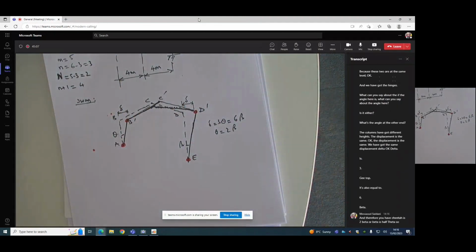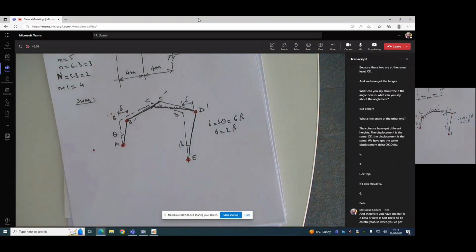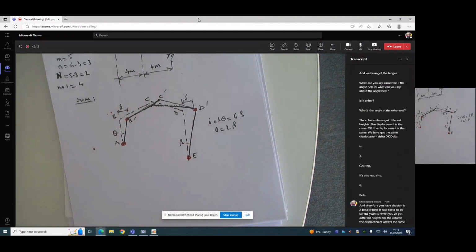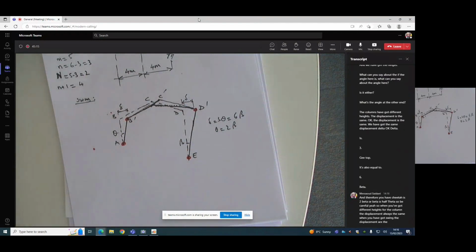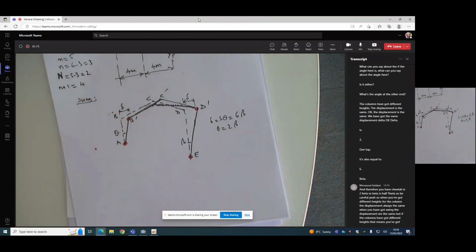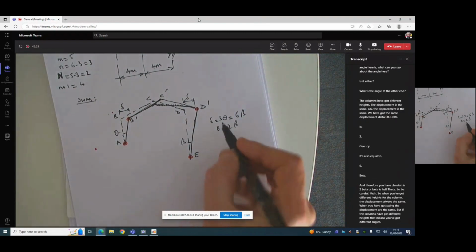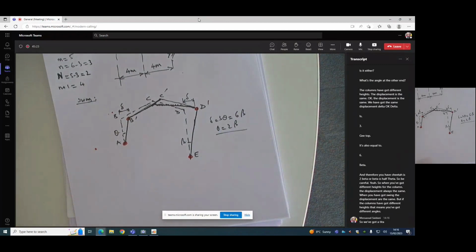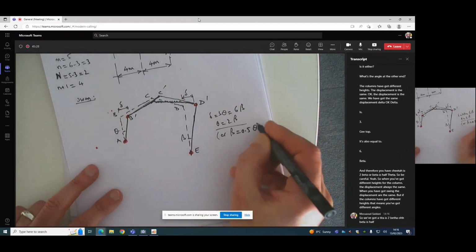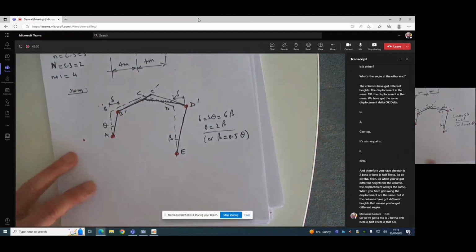So be careful, yeah? When you've got different heights for the column, the displacements are always the same. When you have got sway, the displacements are the same. But if the columns have got different heights, that means you've got different angles. Right. So we've got theta is 2 beta, or beta is half theta. Is that okay? Now we can do the external work.